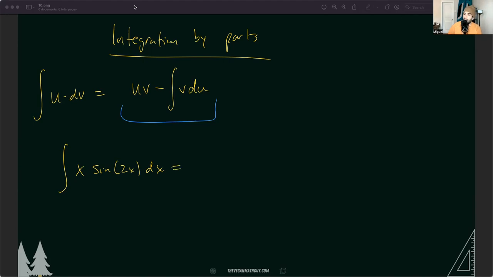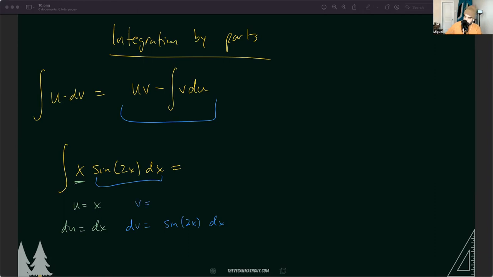The best way to approach this is to make our u value something that we can easily take the derivative of, and hopefully our derivative becomes somewhat nice. This is what I mean by that. Our u value is going to be x, and our du is going to be the derivative of that, which is just 1, and then dx. And now we have the sine of 2x dx. That's our dv. And now we're going to take the integral of this.